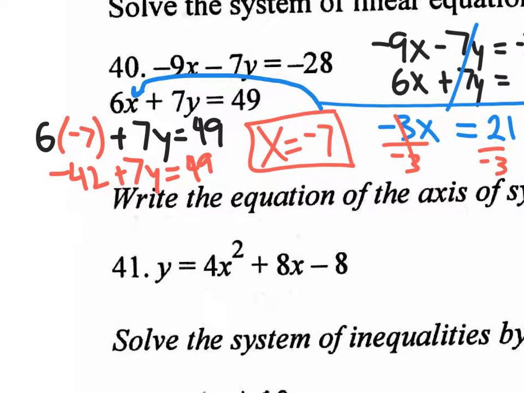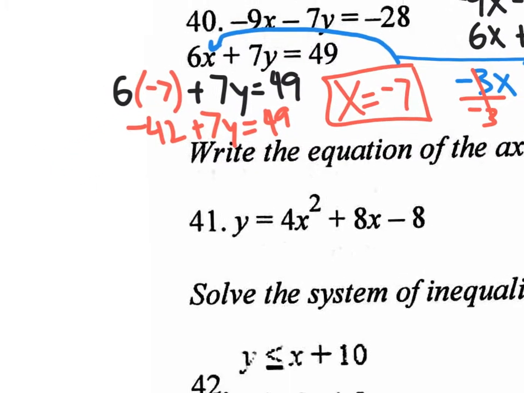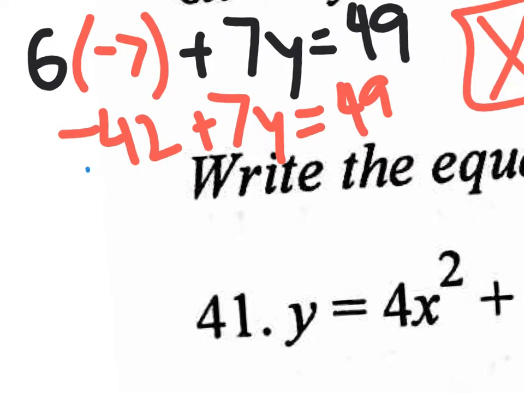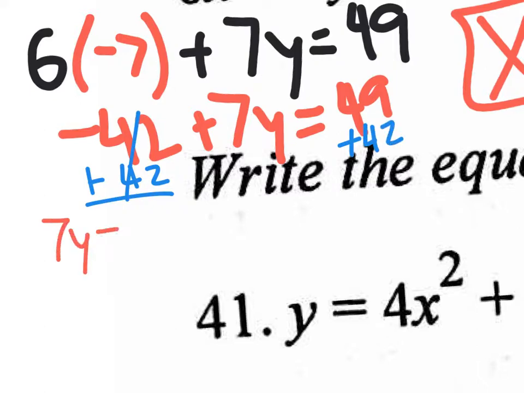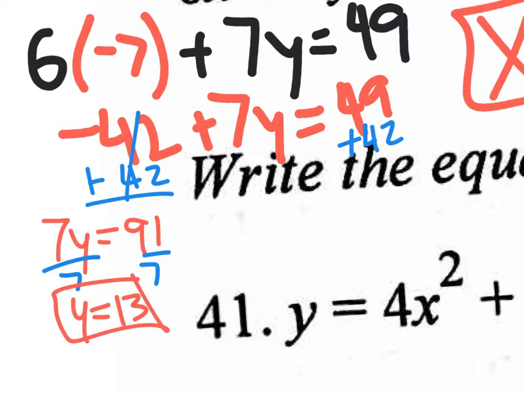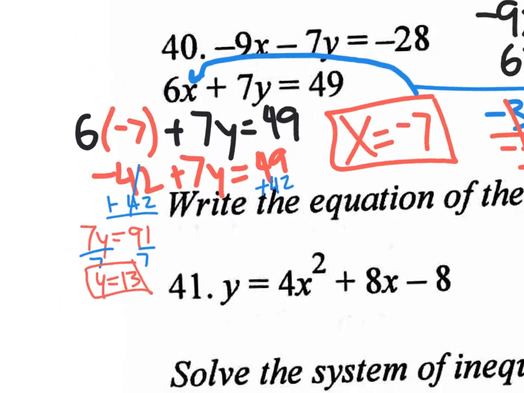This is getting bad because I'm running out of space here. Let's say I add 42 to both sides, and I add 42 over here. So I'd get 7y equals 49 plus 42 is 91. So we have a 91 right here. Final step would be to divide by 7. And on a calculator, because I don't know off the top of my head, 91 divided by 7 is 13. So y equals 13. So your two answers are x equals negative 7, y equals 13.